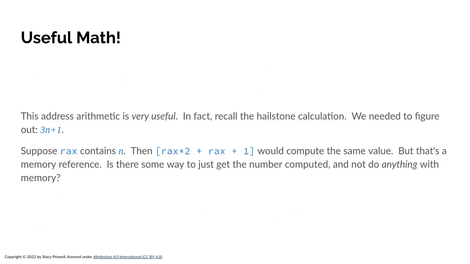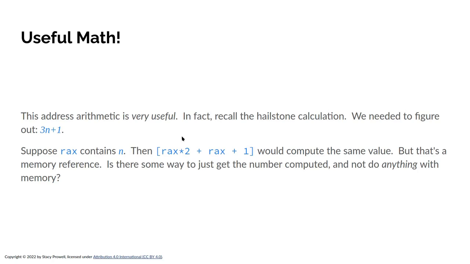This arithmetic is super useful. Do you remember, cast your mind way back to when we were talking about the hailstone numbers and the Collatz conjecture? Even numbers, you divide by 2. Odd numbers, you multiply by 3 and add 1. And we had to write code to multiply our number by 3 and add 1. Well, look at this. Suppose our number is in RAX. What is this address? This is a memory address, right? So I took the contents of RAX, I multiply it by 2, I add RAX to it. So RAX times 2 plus RAX is 3 times RAX. And then I add 1. So this is 3 times RAX plus 1. If RAX holds n, this is 3n plus 1.